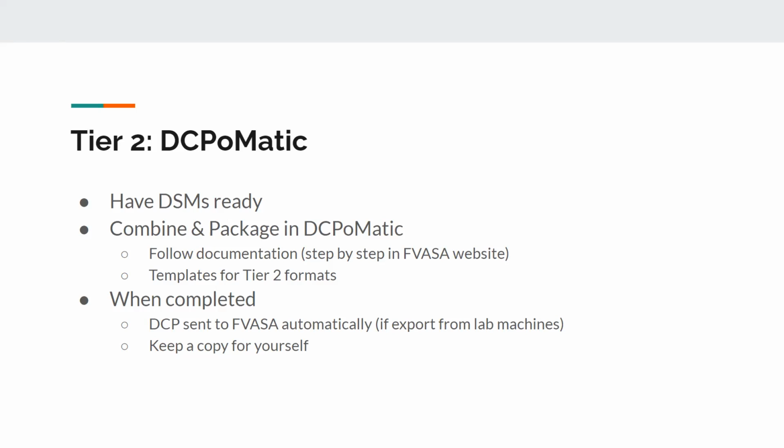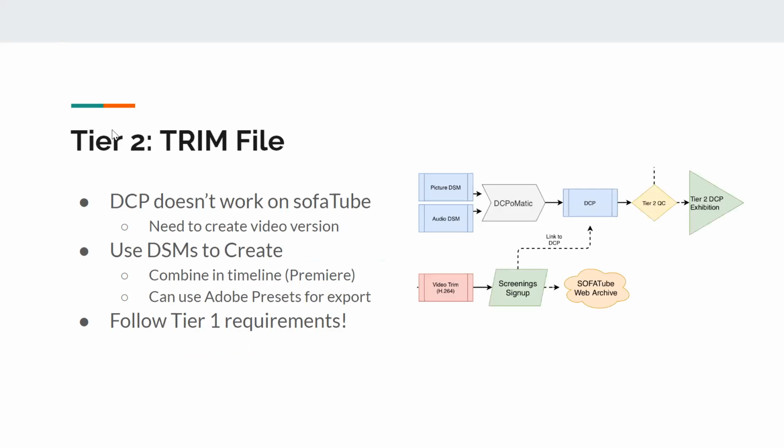So I would highly recommend using DCP-O-Matic on the lab machines and building your DCP there. And as always, just try to keep a copy for yourself just in case something goes wrong and we don't get it, or it gets corrupted for some reason. It's always just good to have a backup.